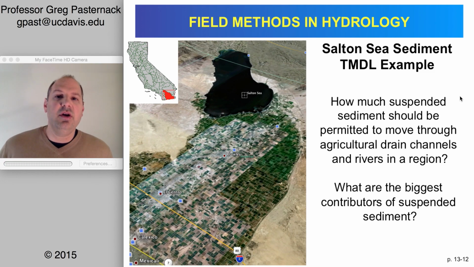Now I'm going to show you the materials that were publicly available, so there's nothing secret here as I broadcast this across the internet. But this is what was available when I got involved in about 2003, 2004, and tried to help with some of the science related to suspended sediment draining to the Salton Sea. And the basic question that's here is, how much suspended sediment should be permitted to move through agricultural drain channels and rivers in a region? And what are the biggest contributors of suspended sediment?